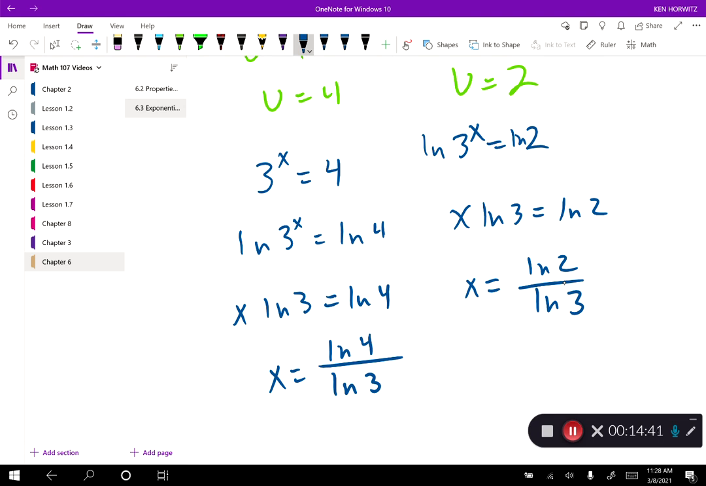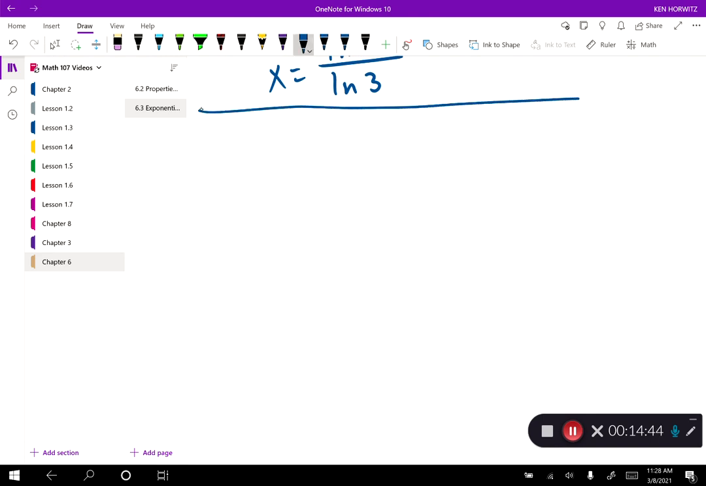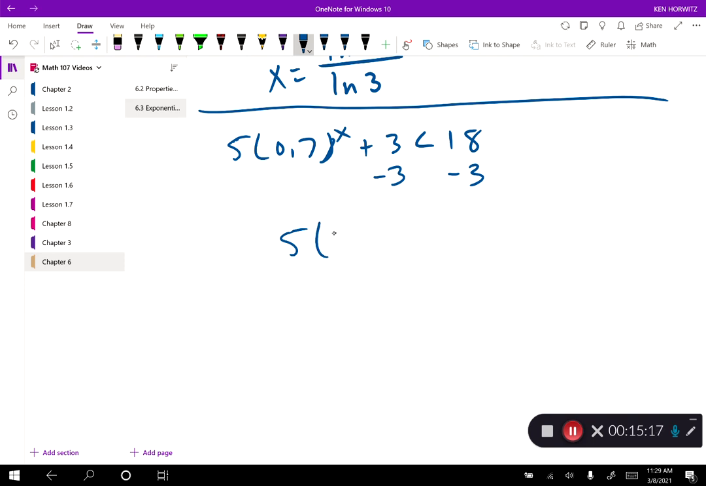Now, we touch on inequalities just a little bit. So I do want to do an example or two with inequalities as well. Inequalities are going to be very similar to what we've been doing. So I have 5 times 0.7 to the x plus 3 is less than 18. All right, so now we're going to observe all of the rules that we learned for inequalities, all of the rules that we learned for algebra. Where if I subtract 3 from both sides, I get 5 times 0.7 to the x power is less than 15. Now I'm going to divide both sides by 5.